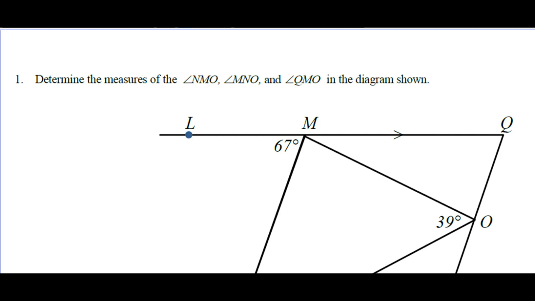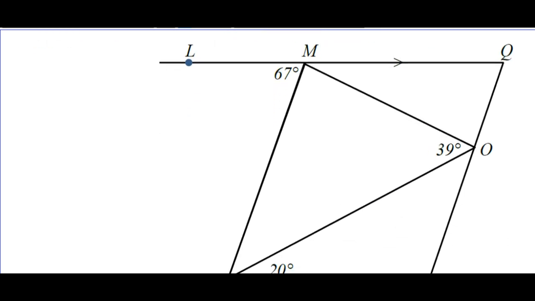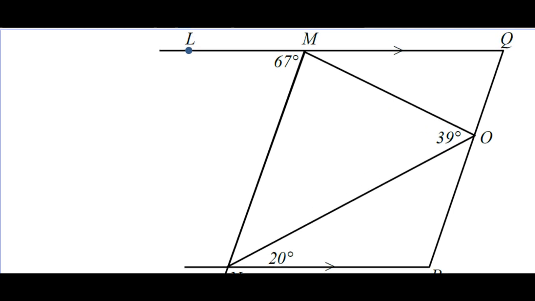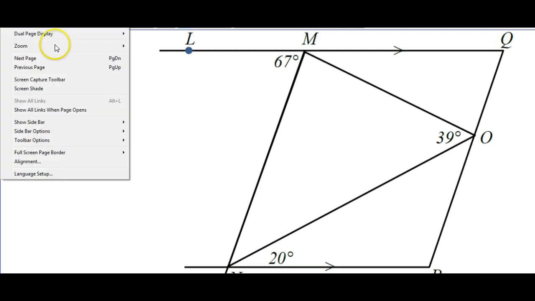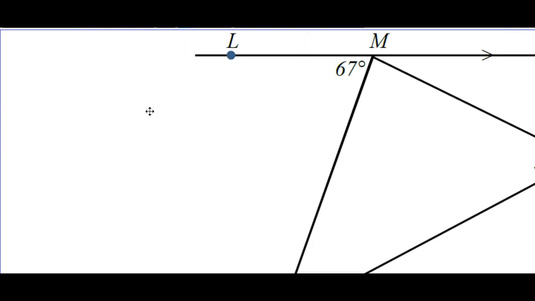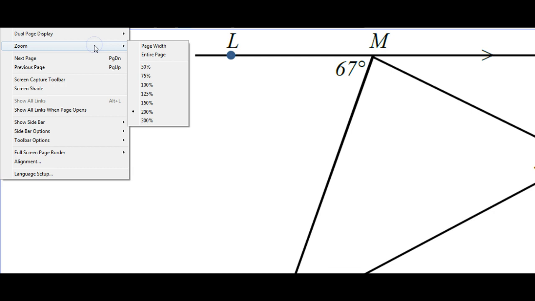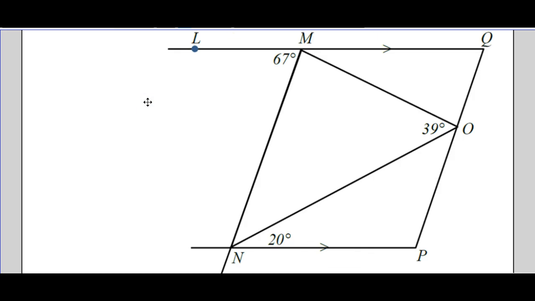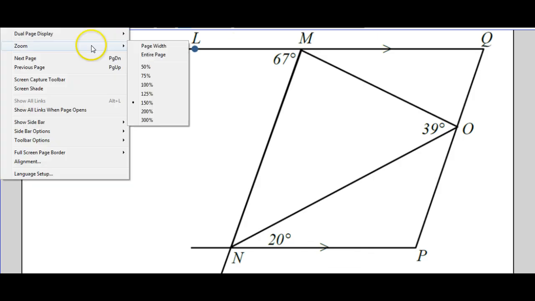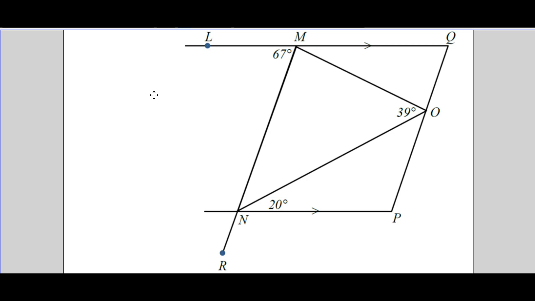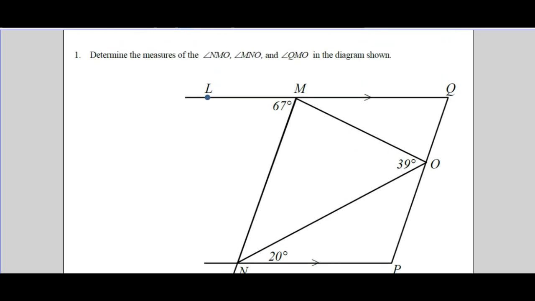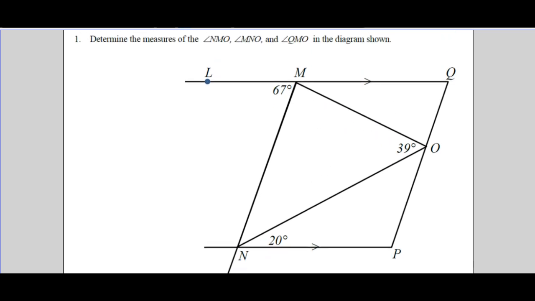Okay, determine the measure of angle NMO. I'm going to have to shrink this a bit. All right, let's take the size down. View, zoom. Let's go to 200. Nope, too big. 150. Still a little bit too big. 125. There we go.